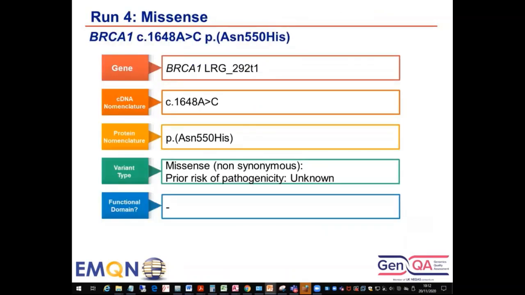So moving on, the next variant is also in BRCA1, c.1648A>C at protein level. This is an asparagine 552 histidine change. The gene here, obviously BRCA1, LRG_292t1. The cDNA nomenclature is c.1648A>C, and this variant type is a missense variant with a prior risk of pathogenicity which is unknown.